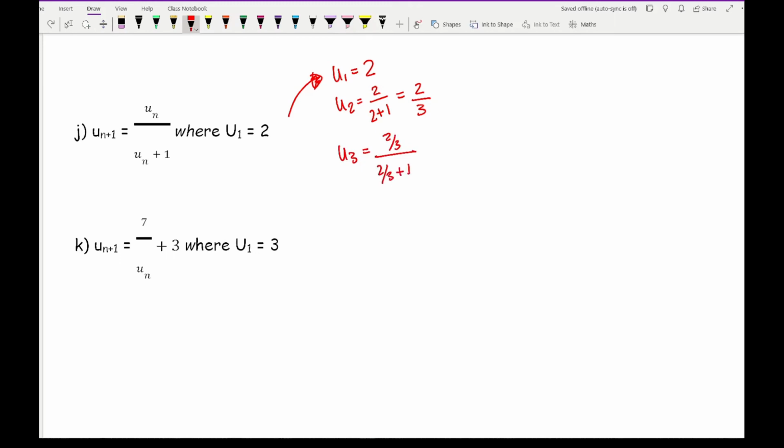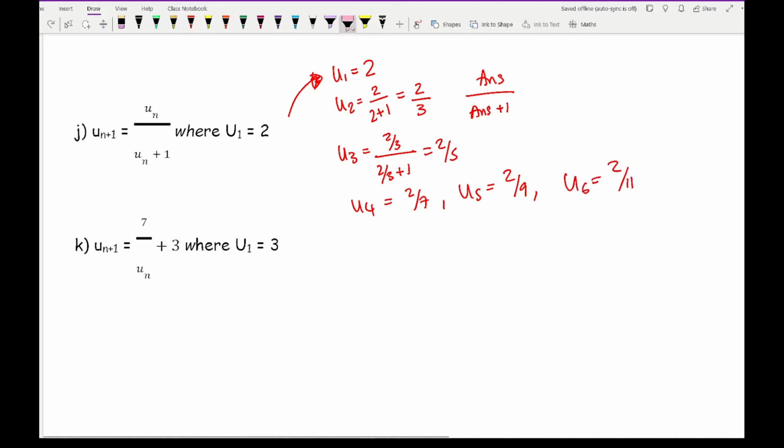And again, the best way of doing these is just simply by using the ANS function on your calculator. So for this, press 2 equals, then set up your fraction, and it's going to be ANS over ANS plus 1. So what you should have on your calculator is ANS over ANS plus 1. And then if I just keep pressing equals, I get 2/3. The next term is 2 over 5. u4 is going to be 2 over 7. u5 is going to be 2 over 9. And then u6 is going to be 2 over 11.